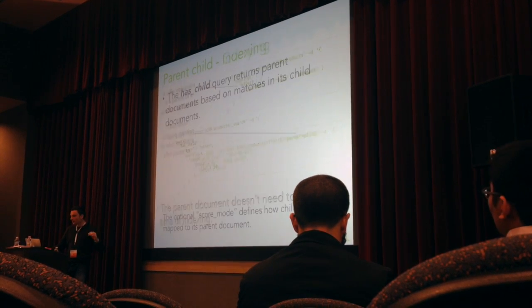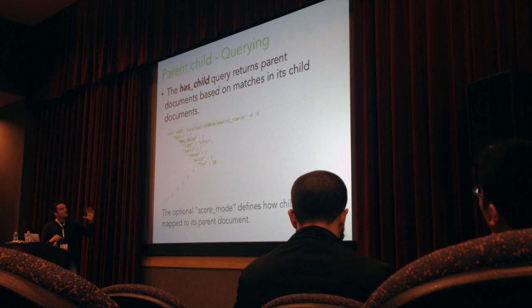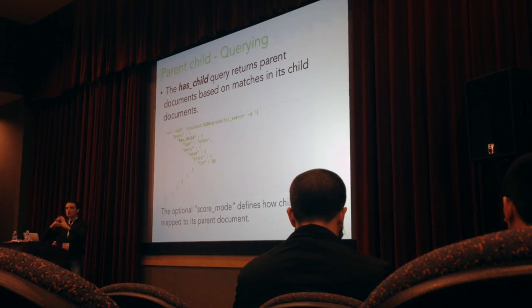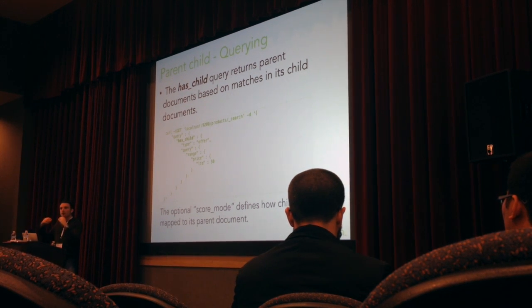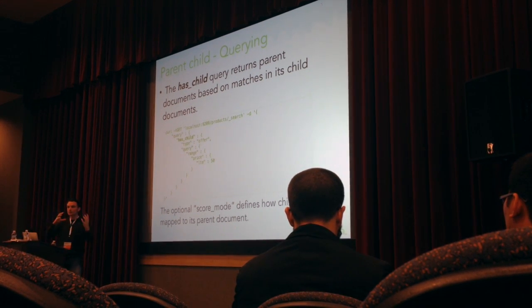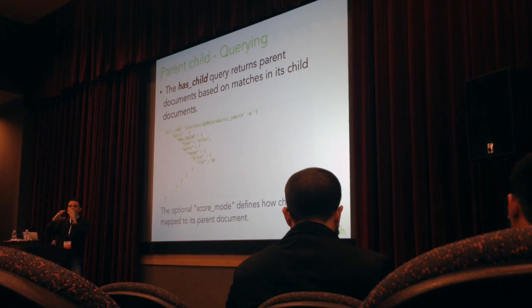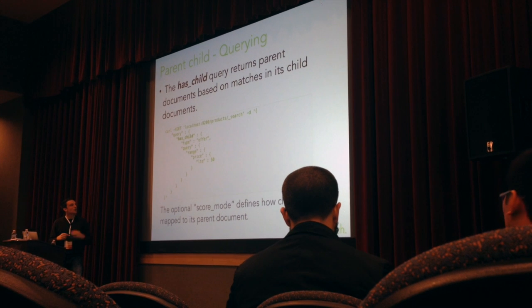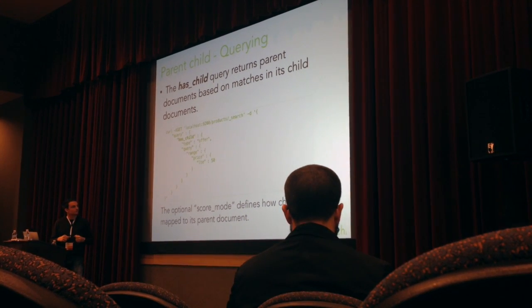When you are indexing data, you're going to query it. So there are several queries for it. One query is the child query. So you define a query that you want to execute on the offer data, and what you get back as a result is the products that have matches on their related offer documents.